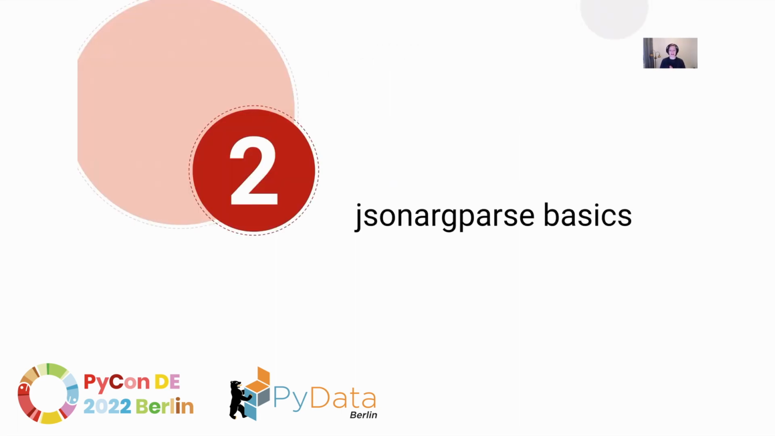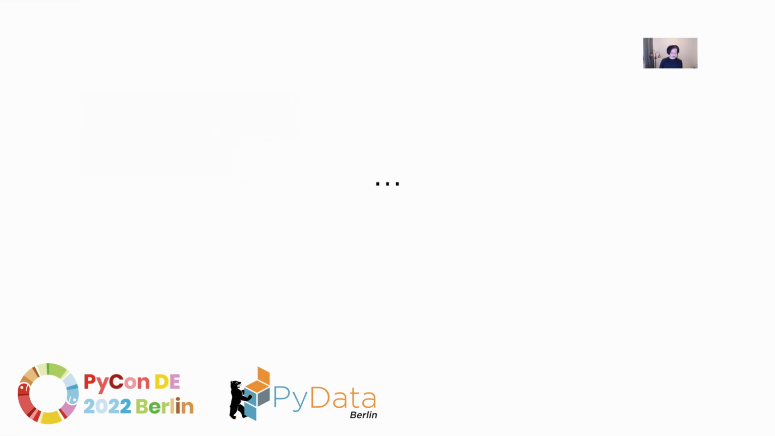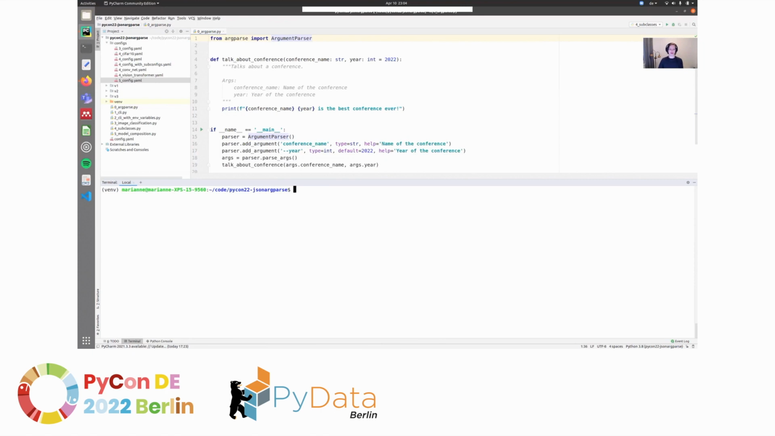Okay, let's move on to some JsonArcPass basics. For that, let's look at some code. So here is our first use case, a very simple function, which is called talk about conference, and you can see it here. It has two arguments, so one positional, which is called the conference name, and one optional argument, the year, which is set to the default of 2022.